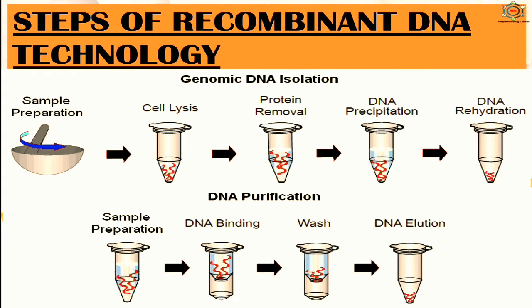Now, the next step is purification and separation of DNA. In this picture, you can see genomic DNA isolation and DNA purification. The eukaryotic DNA molecules are intertwined with proteins such as histones. These proteins can be removed by treatment with the enzyme protease. The enzyme protease converts proteins into amino acids. Similarly, RNA is removed by treating with the enzyme ribonuclease. Other macromolecules can also be removed by specific treatments.